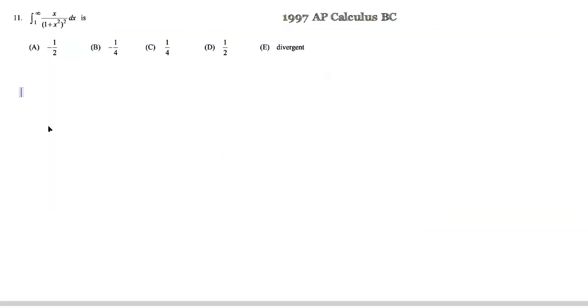Welcome friends, in this one let's answer the following question. It's the 1997 AP Calculus BC multiple choice section. It's question 11 from that test. You have basically an improper integral and you have to evaluate it.